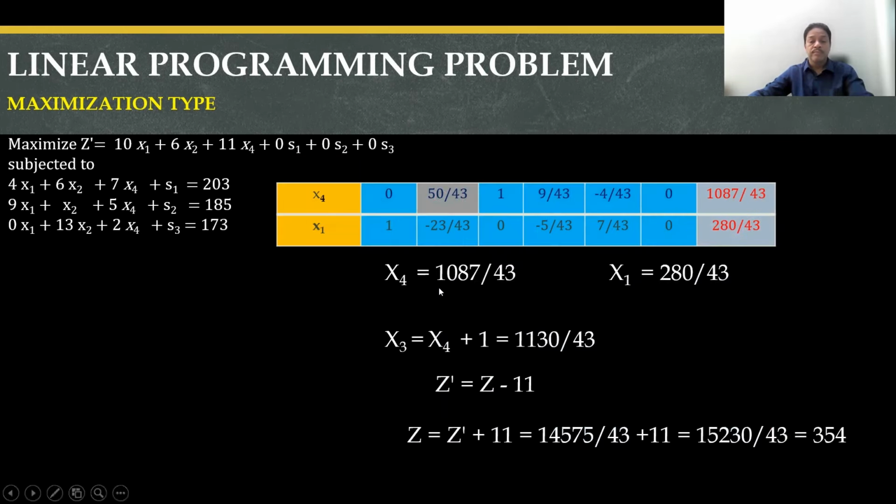So from this, we can get the value of x3 as x3 is equal to x4 plus 1, which is 1130 divided by 43. Now z dash is equal to z minus 11. This we have converted at the start of the problem. So z will be equal to z dash plus 11. So z dash can be obtained by substituting the value of x4 and x1 in this equation, where x2 is equal to 0. We get z is equal to z dash plus 11, that is equal to 354.